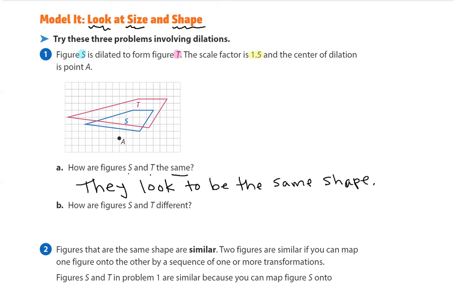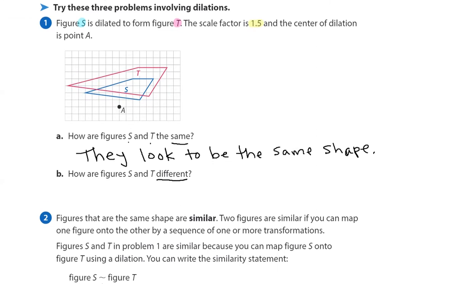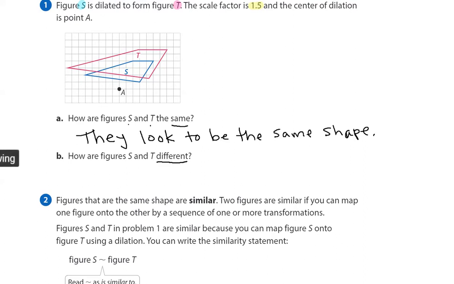And then how are they different? They're not the same size, right? That's pretty much all there is to it. They're not the same size. I'll put T is bigger than S. And that's really all there is to that. That's how they're alike, that's how they're different.